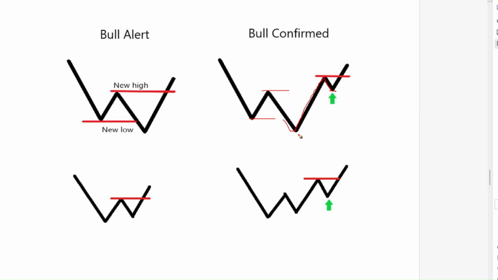And I prefer it to not only be higher than this, but higher than this low. And we make a higher low and then a higher high. So when we have that, we're in bull confirmed status. Now, in this scenario, we've made a higher low and a higher high, and then we make another higher low and another higher high. So we have confirmation of a trend shift here as well. So in both of these cases, we're bull confirmed without using a trend line.